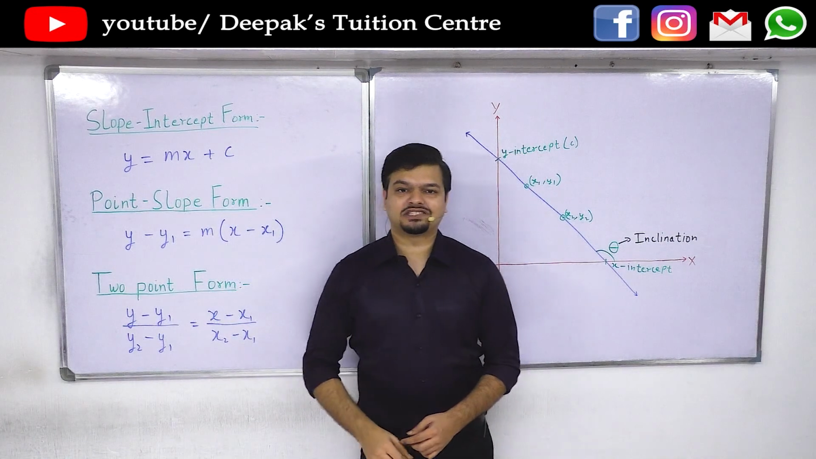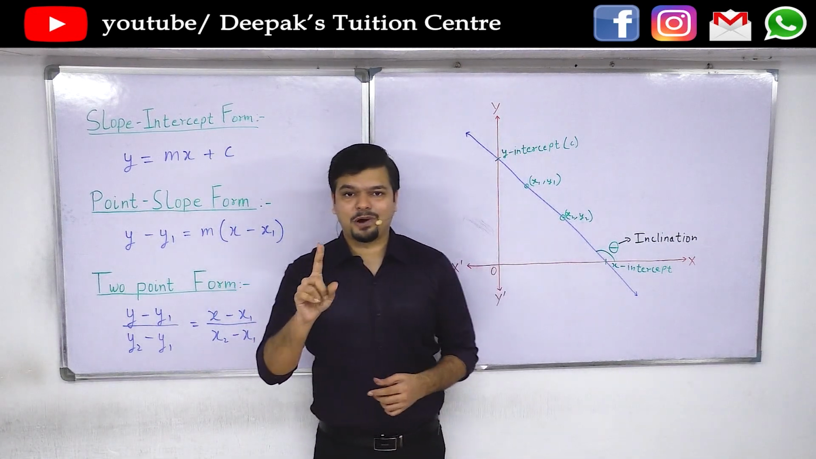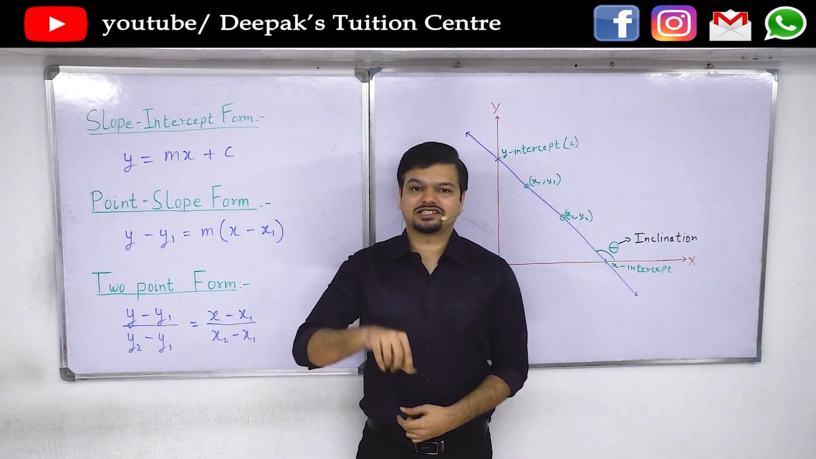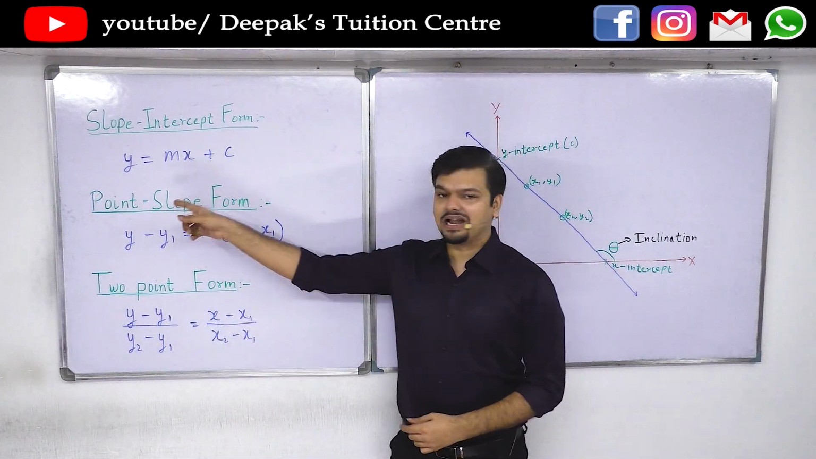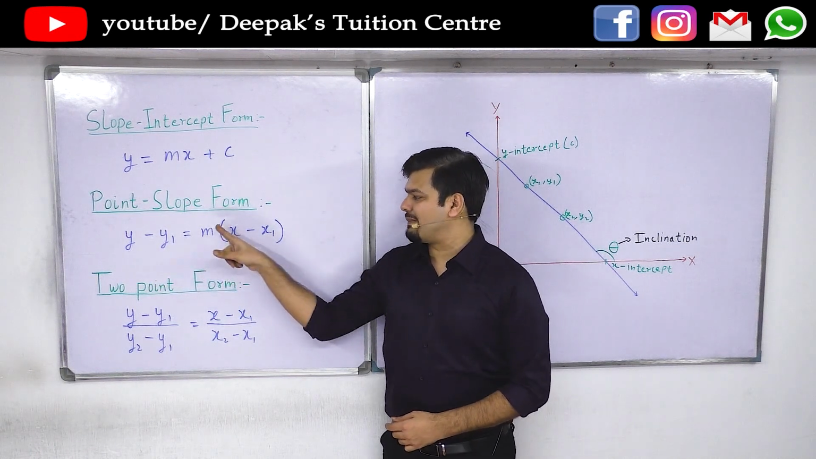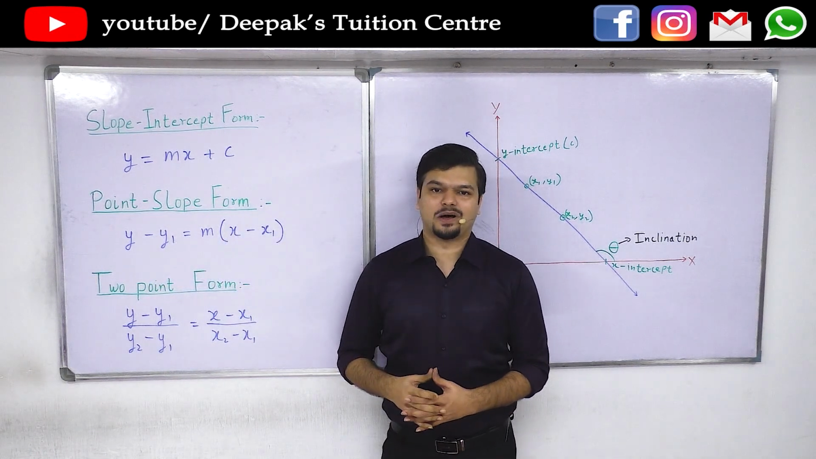Second one is point-slope form. You need to know one point that lies on the line, that is x1, y1, and the slope of the line. Then you can calculate the equation as y minus y1 equals m bracket x minus x1.